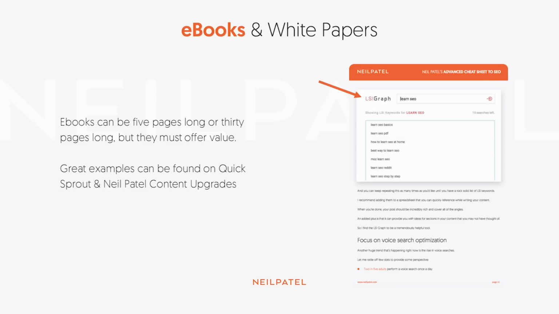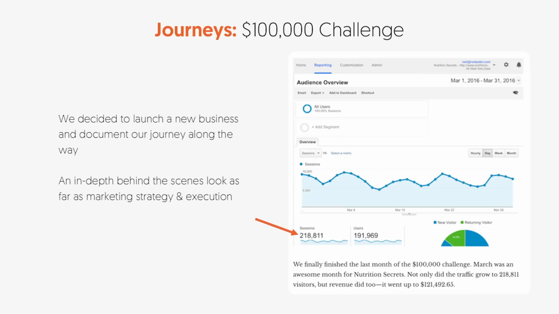Then there's eBooks and white papers. These are great, especially if you're trying to generate leads. This is more effective in B2B than B2C from what I've seen, but it's also great as well. And a lot of times you can do it saying, put in your company information if you want this ebook or white paper. There's also journeys. I once shared a journey on my journey to $100,000 a month in income, or revenue more so, not necessarily income. And that was really successful. It was super popular. People loved it. They read it and they followed along.